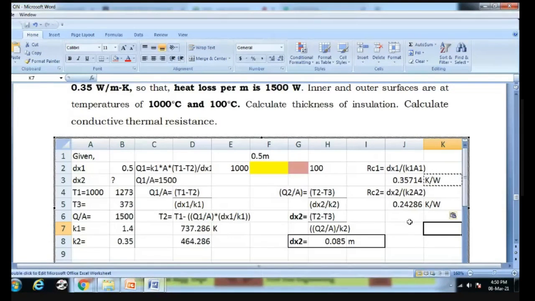Start typing your roll numbers now. Start typing your roll numbers. Was it so difficult? I guess no, just you need to see.